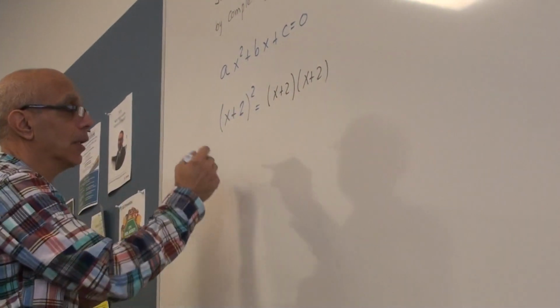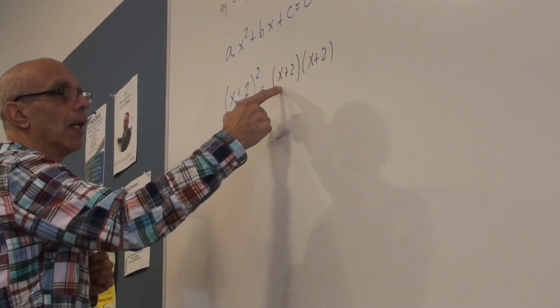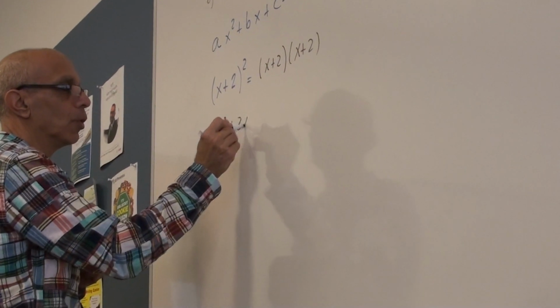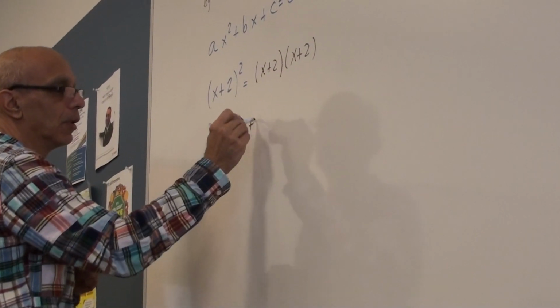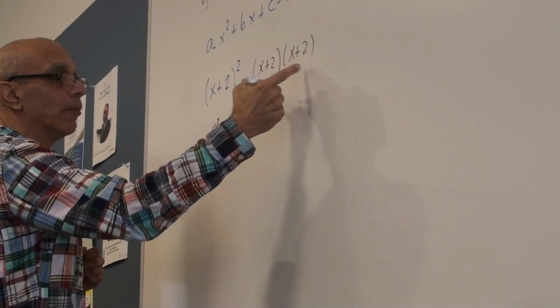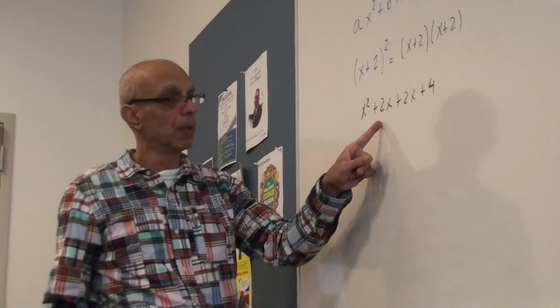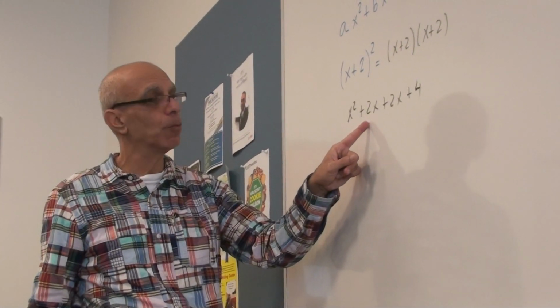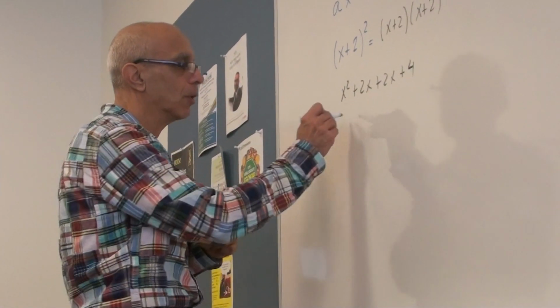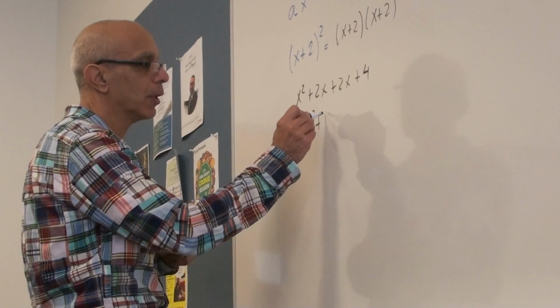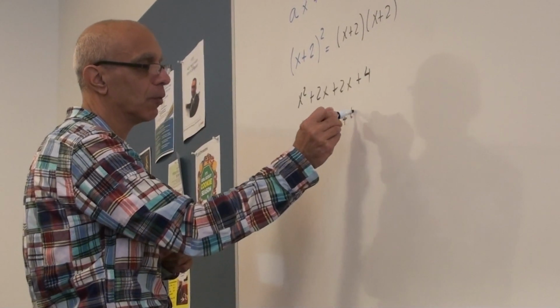x times x is going to be x squared. x times 2 is 2x. 2 times x is 2x again. And then 2 times 2 is 4. Now here, we have twice this, right? So we multiply 2 times 2, it's 4. So we're going to have x squared plus 4x plus 4.